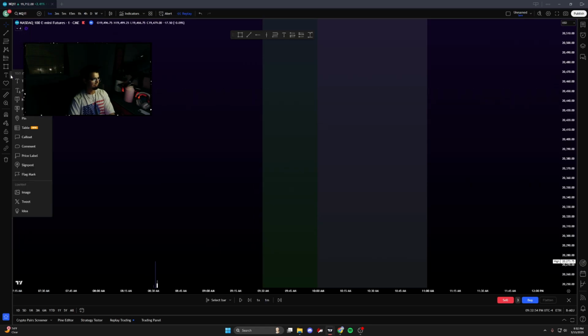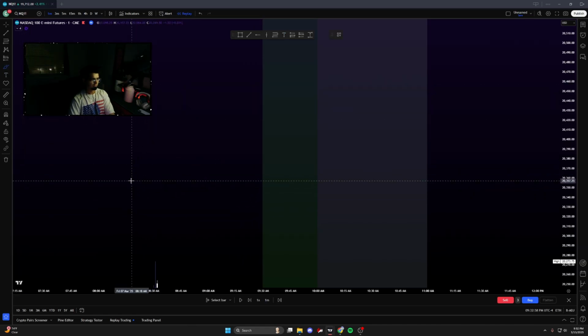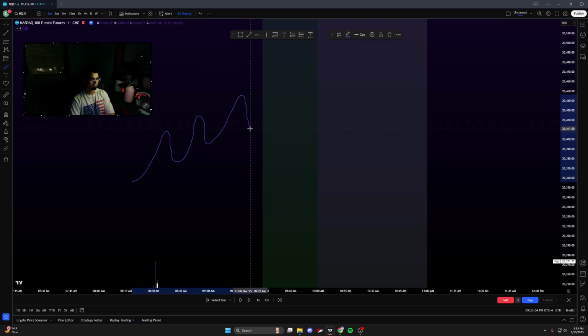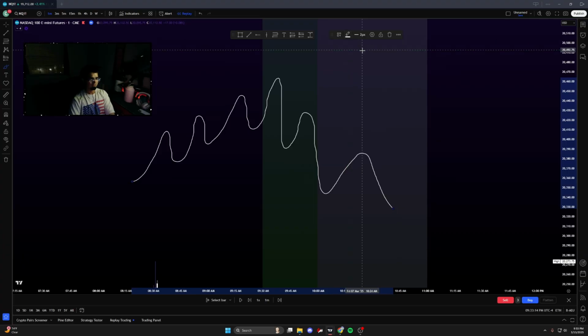Just to draw it out for you again. Higher high, higher low, higher high, higher low, higher high, higher low, higher high, oh, lower low, lower high, lower low, lower high, lower low. So when we see it break beneath this right here, that's our break of structure.